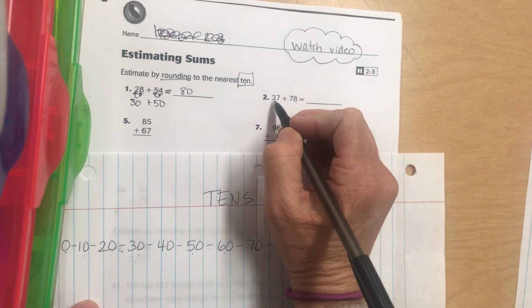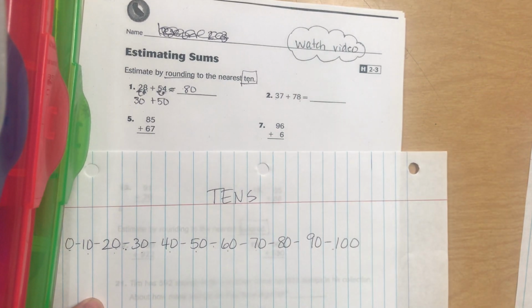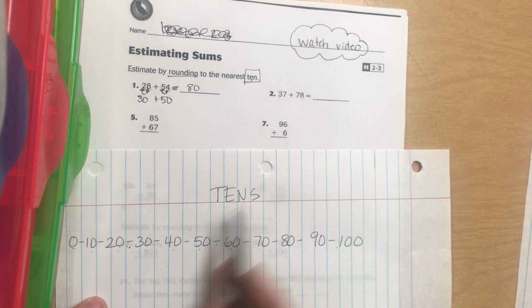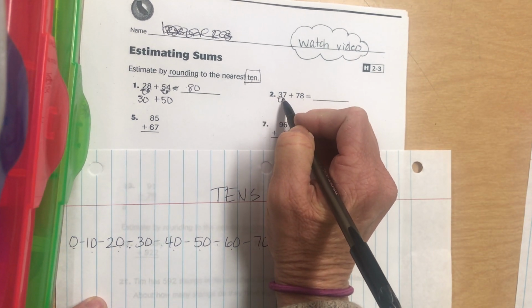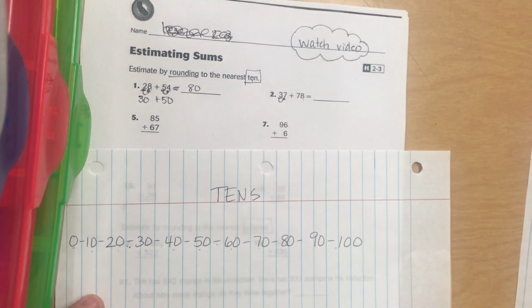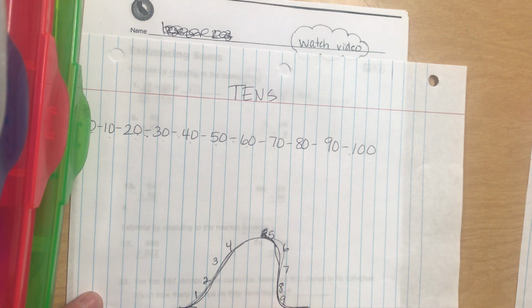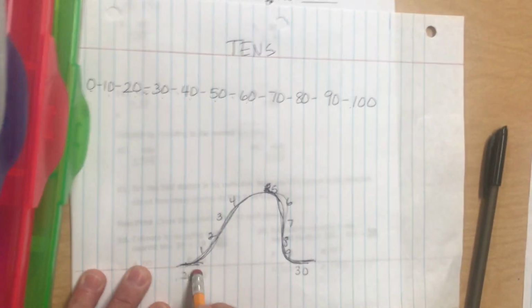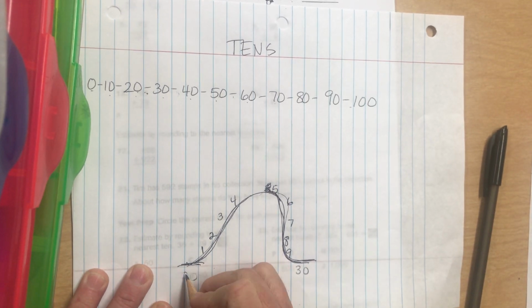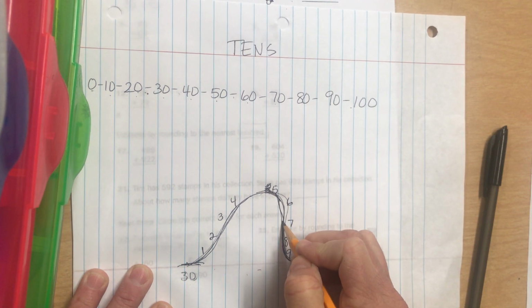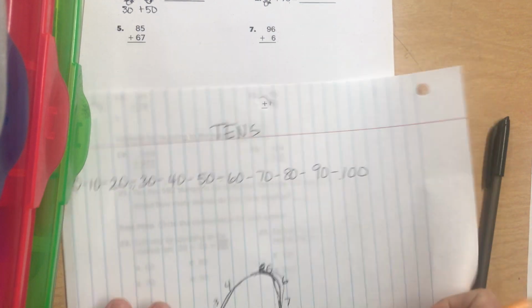Let's try it again. 37 and 78. So 37, again, what two 10's is it in between? Okay, 37 is going to be about right here. Okay, so the 7 is going to tell us to let it rest at 30, or it's going to tell us to add one more and bump it up to 40, okay? 4 or less, let it rest. 5 or more, add one more. So if this is 30 and this is 40, 37 is going to be right here, which means we're going to bump it up to 40, okay?